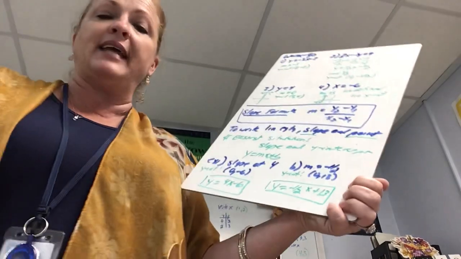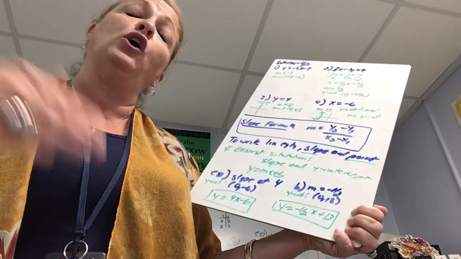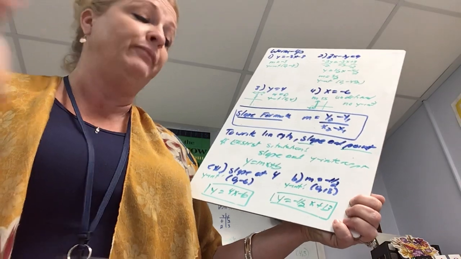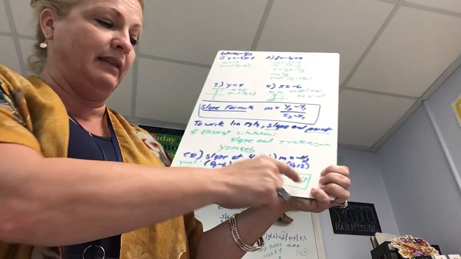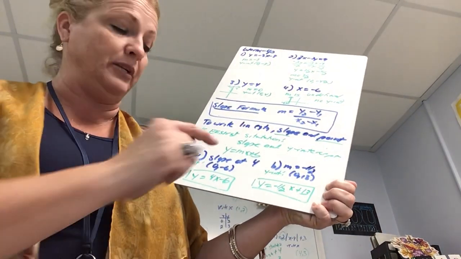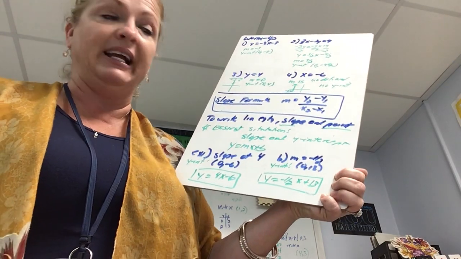Now, don't be mistaken. Some people, if I give a slope and then just give a random point, will put that point here. Doesn't that point always have to be the y-intercept in order to just write it down? It does. Okay, so now let's go to example 2.